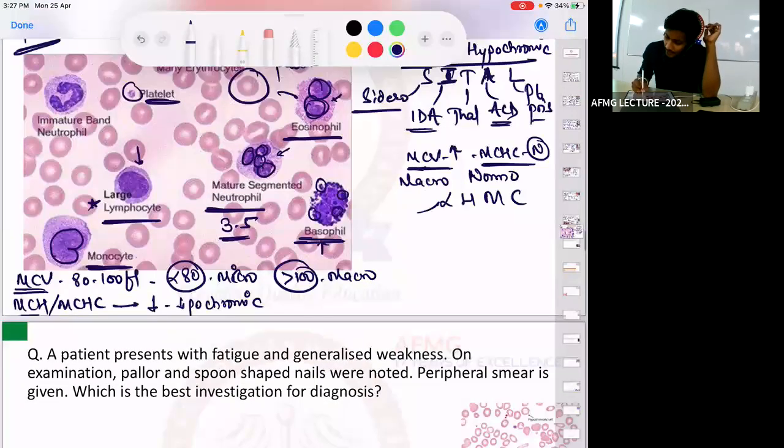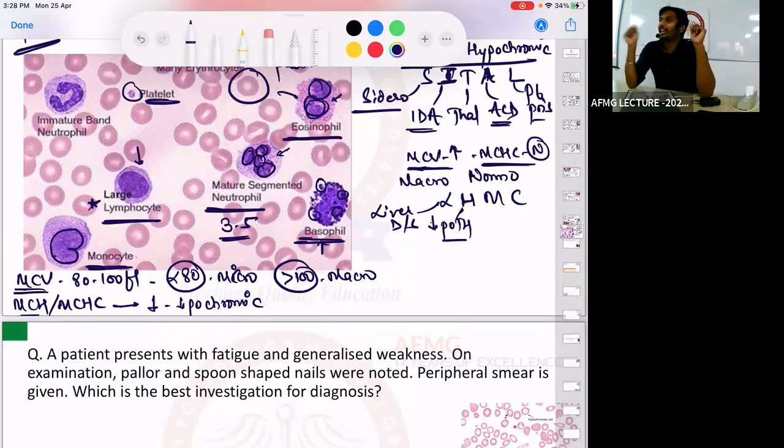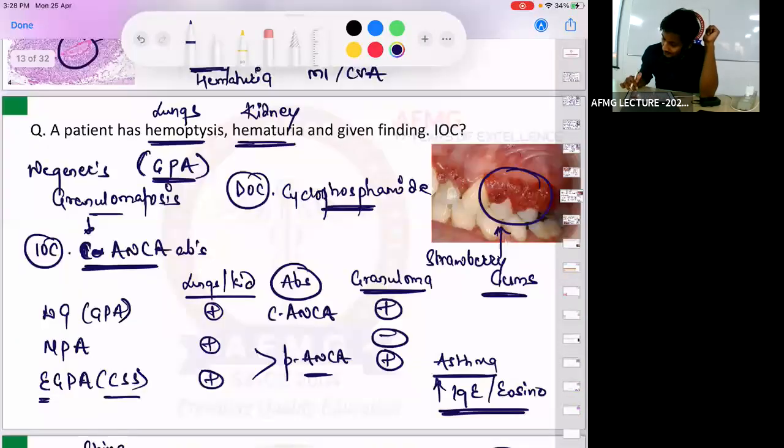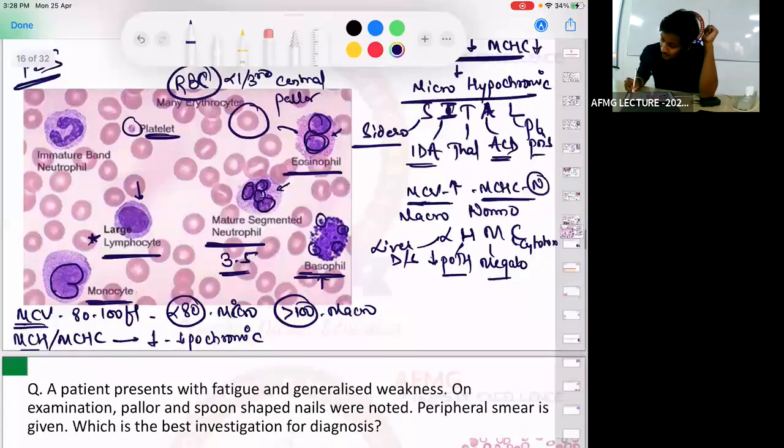Okay? L for liver disease, H for hypothyroidism, H for, M for megaloblastic, M for, and C for cytotoxic drugs. Cytotoxic drugs can also be a cause of megaloblastic or macrocytic anemia.